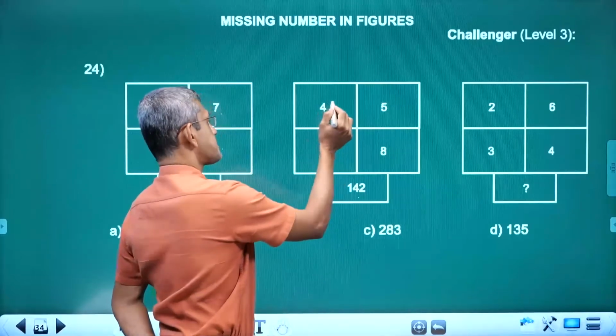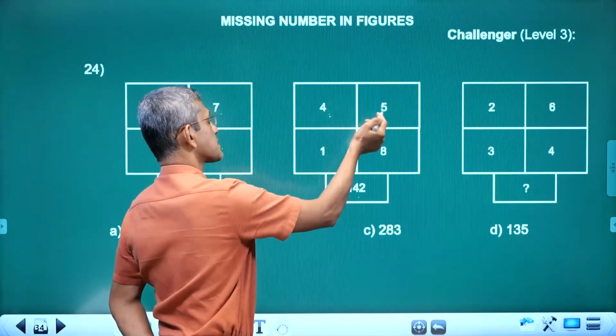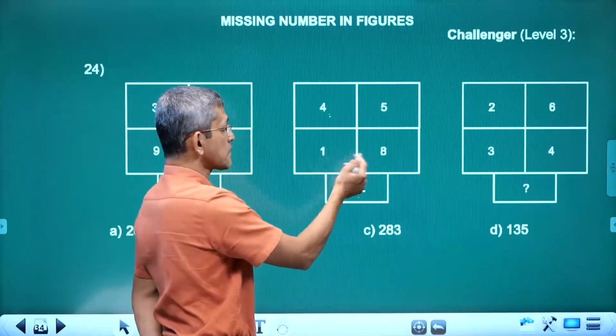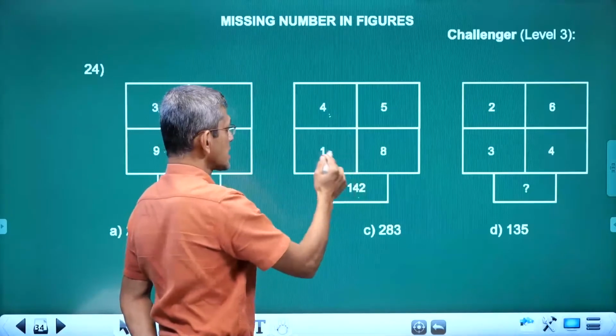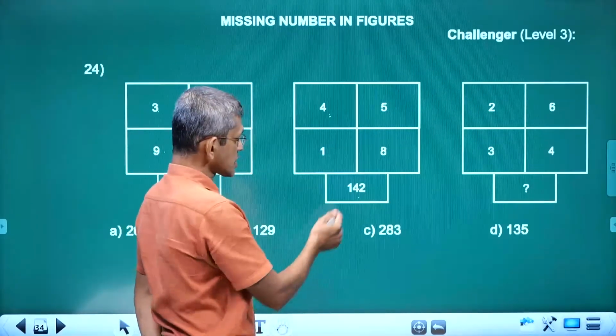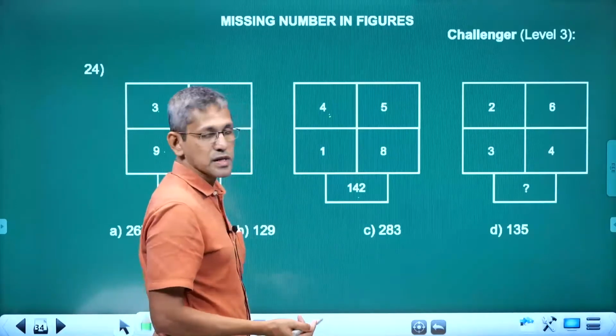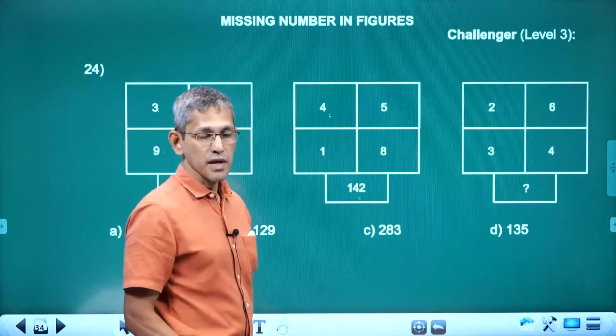How about if you multiply these numbers, 4 plus 5 into 8 plus 1? 4 plus 5 is 9. 1 plus 8 is 9. So 9 into 9 is 81. So this is 142. 81 into 2 is 162. It's not really 142. Still, that doesn't give the answer.